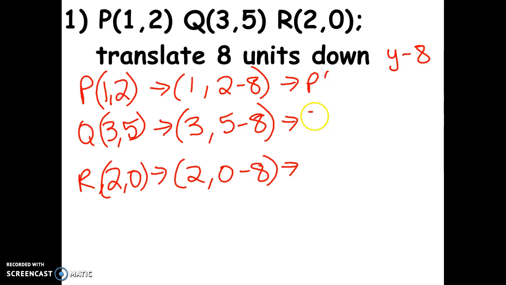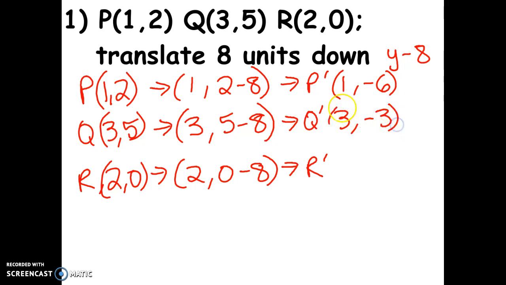Okay, and now we can go ahead and set ourselves up to write our final image ordered pairs. 2 minus 8 is negative 6. 5 minus 8 is negative 3. 0 minus 8 is negative 8.